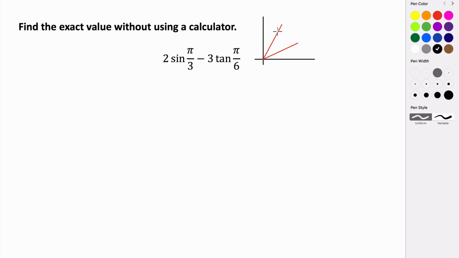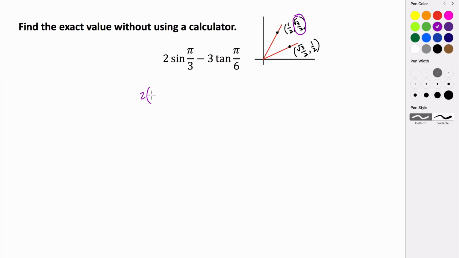And then the points where our circle intersects these angles, at pi over 3, the ordered pairs are 1/2, comma, rad 3 over 2. And then at pi over 6, it's rad 3 over 2, comma, 1/2. So now, when we're thinking about the sine, remember the sine is just the y coordinate. So at pi over 3, the y coordinate is rad 3 over 2.